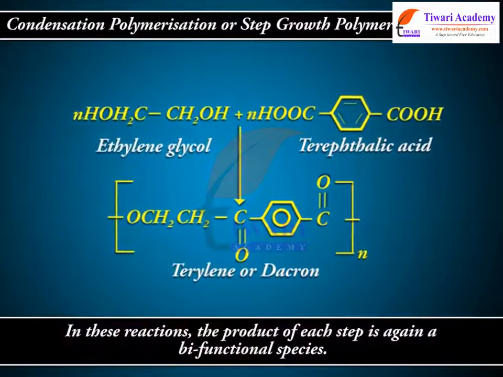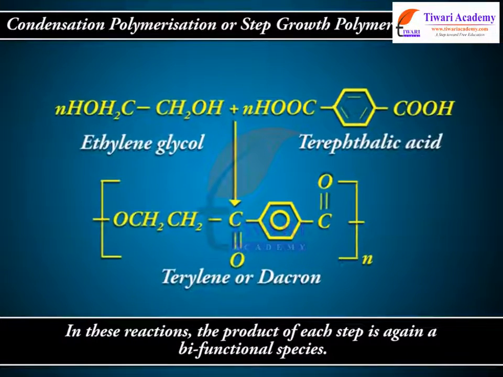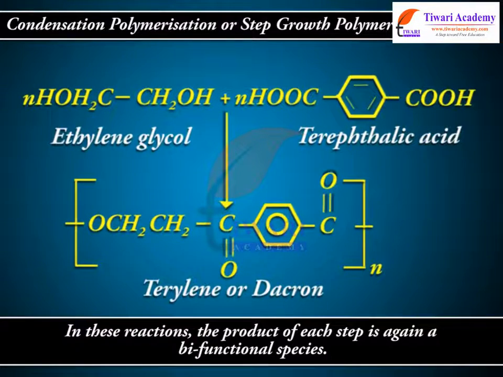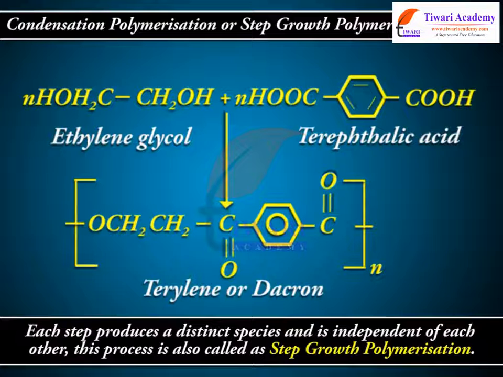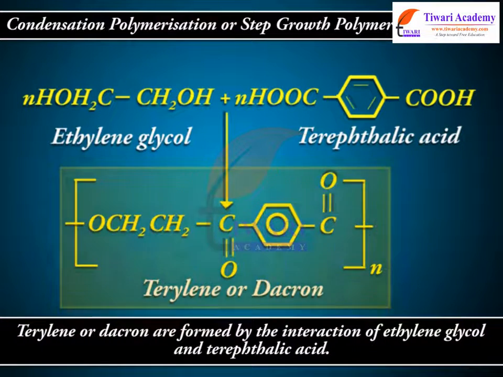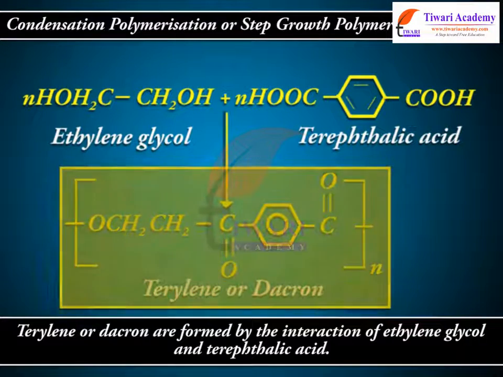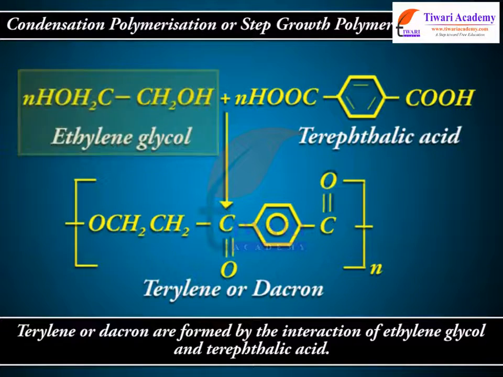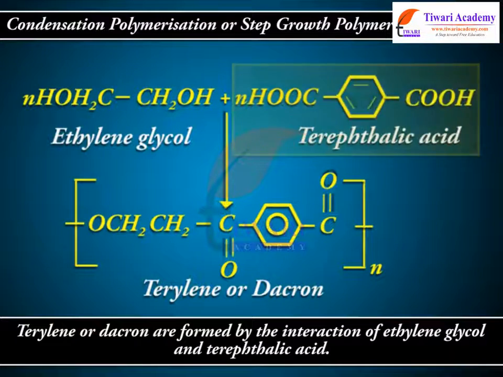In these reactions, the product of each step is again a bifunctional species. Since each step produces a distinct species and is independent of each other, this process is also called step growth polymerization. Terylene or Dacron are formed by the interaction of ethylene glycol and terephthalic acid.